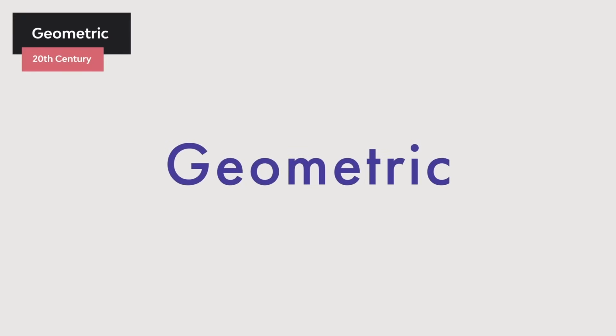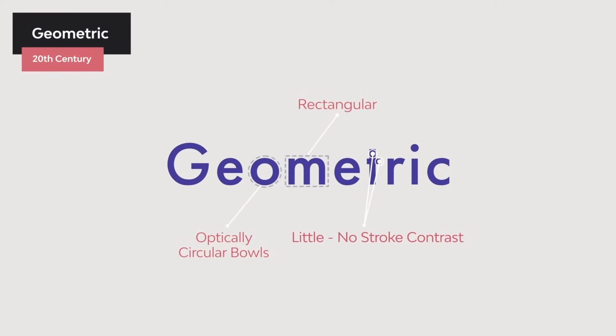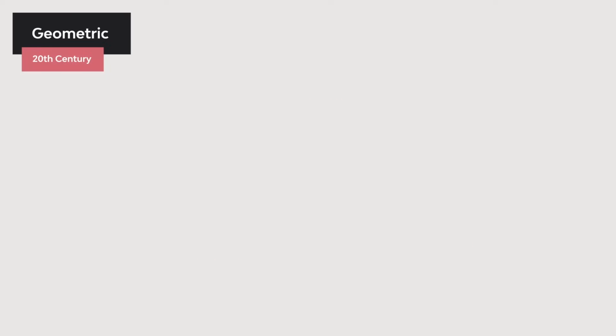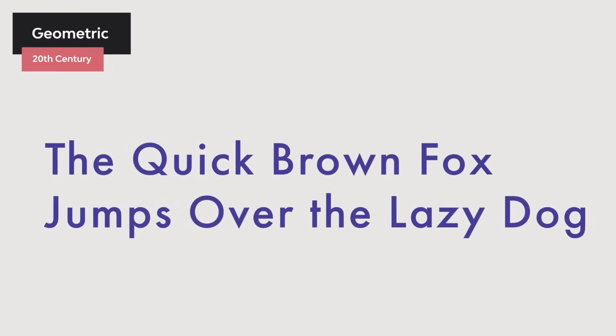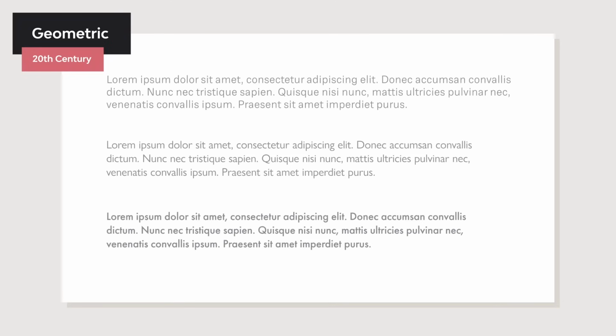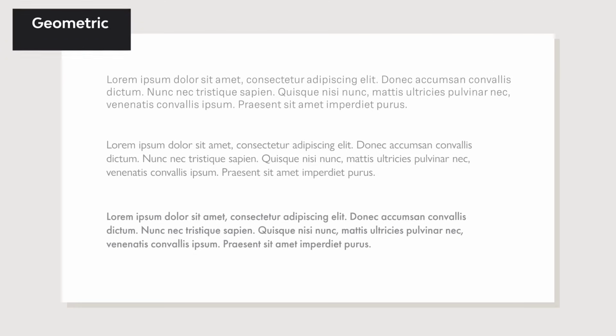And last, we have geometric fonts. These are exactly what the name suggests. Some of their characteristics are: characters typically have optically circular bowls and tend to be very rectangular. Little to no stroke contrast. Typically has a complete vertical axis. Usually feature a single story lowercase a. A great example here is Futura. With the exception of geometric typefaces, sans serifs aim for high legibility at long distances and in body copy.